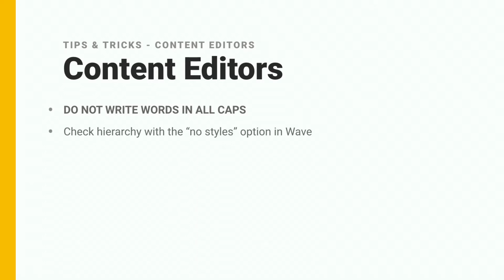You want to make sure you check hierarchy with the no styles option in WAVE. I do say this, however, take it with a grain of salt, because it can be a little overwhelming. If you have a ginormous mega menu and you take all the styles away, you're going to see a lot of links at the very beginning. However, it is a great place to start if you're a content editor, because you can see, like, oh shoot, I jumped from an H1 to an H4. Like, that doesn't make sense.